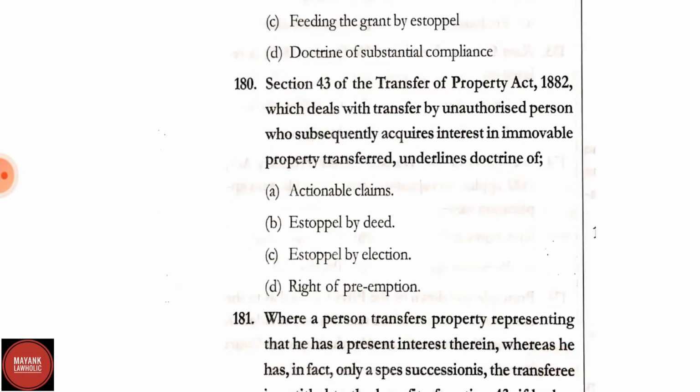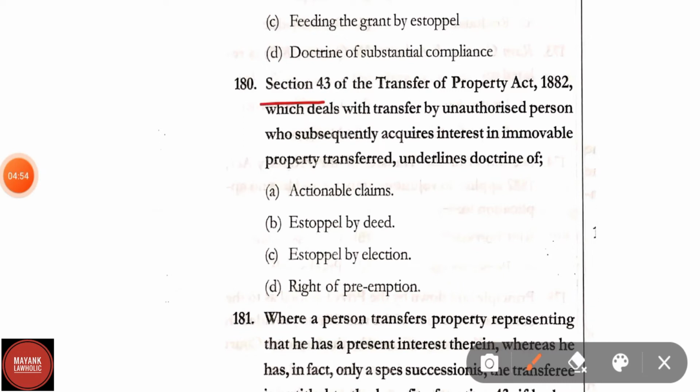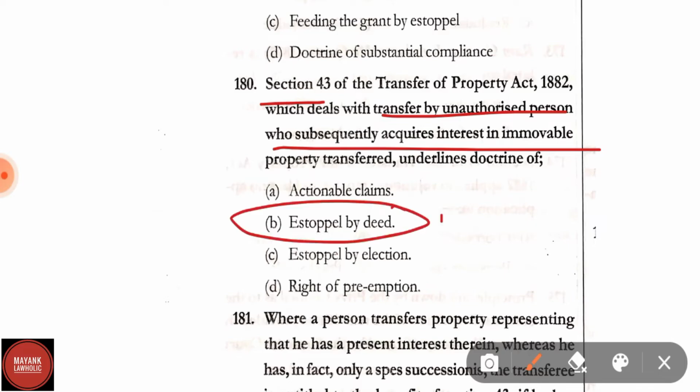Question number 180. Section 43 of the TPA, which deals with the transfer by unauthorized person who subsequently acquires the interest in immovable property transferred, underlies the doctrine of: actionable claim, estoppel by deed, estoppel by election, right of preemption. Correct answer is option B, that is estoppel by deed.